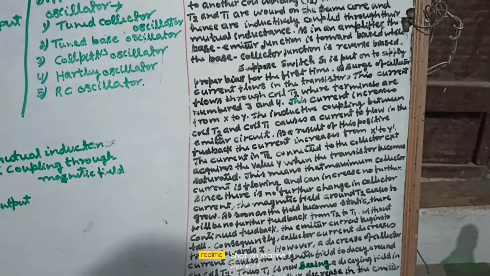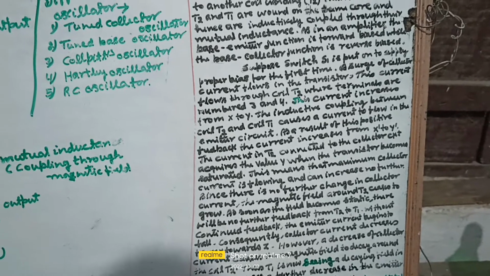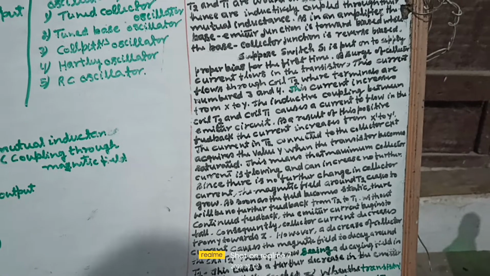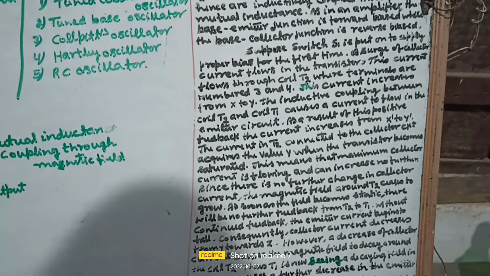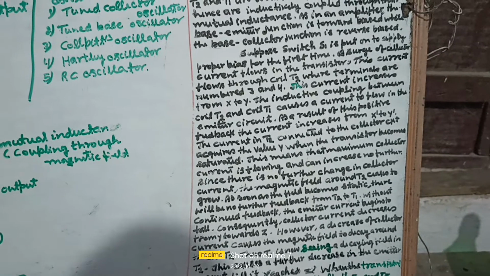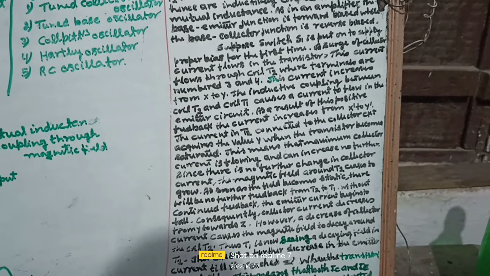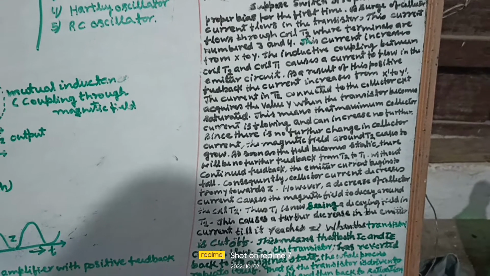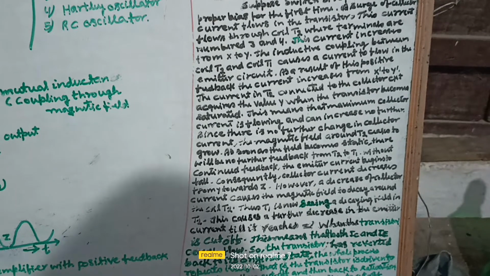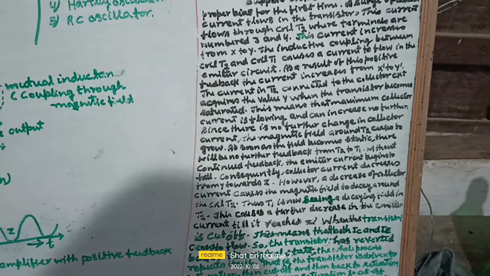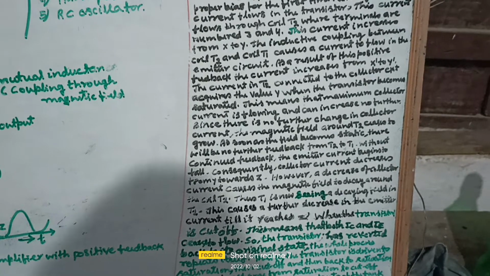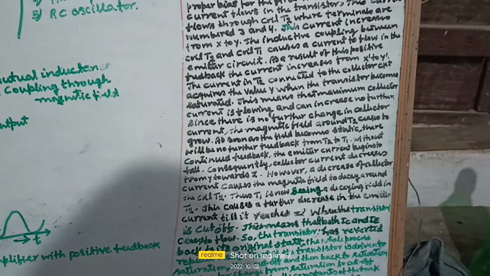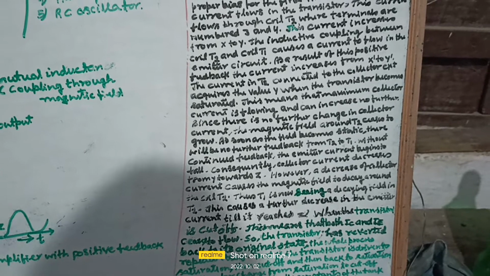A surge of collector current flows in the transistor. This current flows through coil T2, whose terminals are numbered 3 and 4. This current increases from X to Y. The inductive coupling between coil T2 and coil T1 causes a current to flow in the emitter circuit. As a result of this positive feedback, the current increases from X dash to Y dash. The current in T2 connected to the collector circuit acquires the value Y when the transistor becomes saturated. This means that maximum collector current is flowing and can increase no further, since there is no further change in collector current.